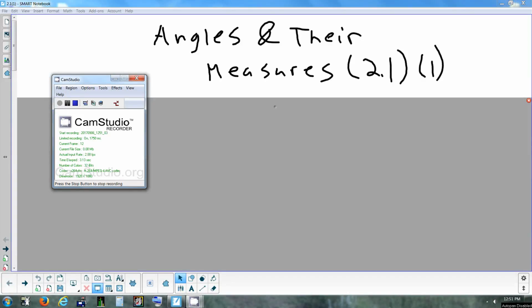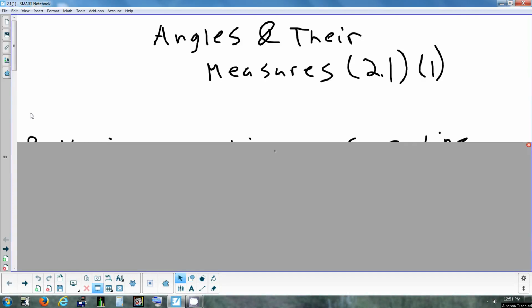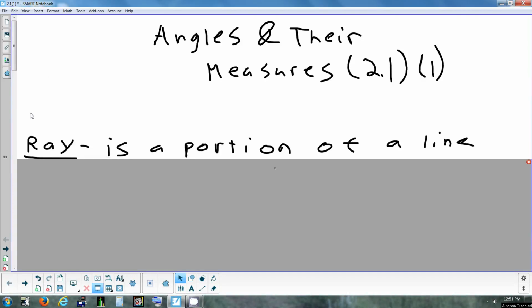All right, so today we're going to start chapter 2. And again, we don't really go in order, but we are going to do the first couple sections in chapter 2, but then we're going to skip ahead to a different chapter, and then we might come back to chapter 2 later on. So the first section we're going to look at is called angles and their measures.